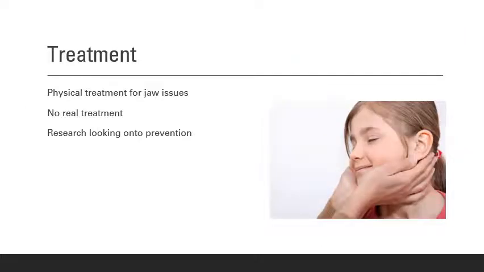Because RTS is a genetic condition, there is no real treatment for it. Everything occurred during development, so there's no real way of actually treating it once the person is born. But there are some other things that can be done for individuals with RTS, for example, physical treatment for the jaw-related and dental-related issues, just to ensure that the person can still chew and eat properly, which is pretty important. And because we have no real treatment, research is looking into prevention beforehand, like within the womb, to ensure that EP300 activity, or CREB, for example, is still operating. And that's really where our research comes into play.